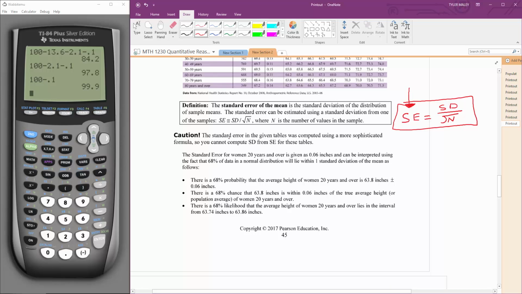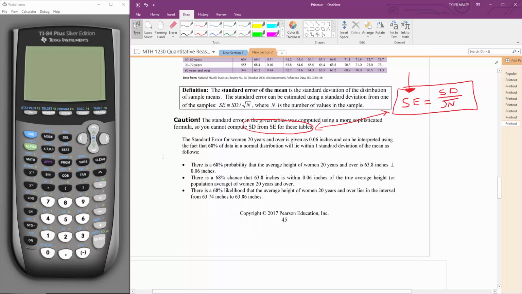So we can use this to approximate. You can use a statistical package to find this more closely, but this is a good estimate for us. It says caution: the standard error in the given tables was computed using a more sophisticated formula, so you cannot compute standard deviation from SE for these tables. So this formula won't work quite as well, because we can use more sophisticated formulas or computer software to get standard error. It's just warning that the values in here won't match exactly, since they didn't use this formula, but more sophisticated software.